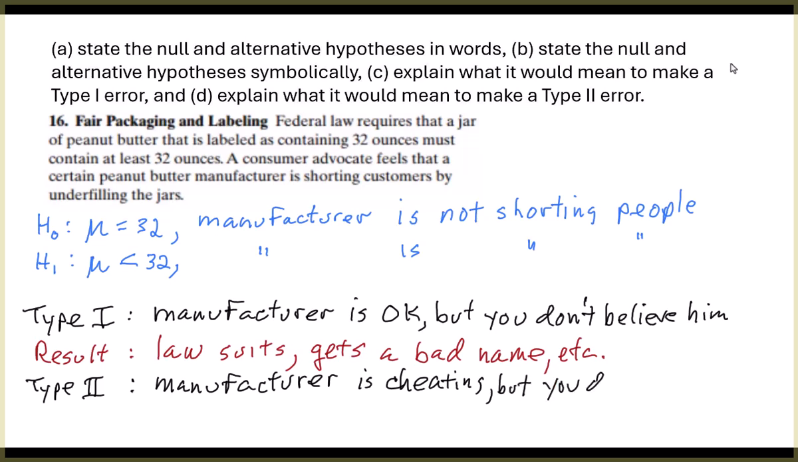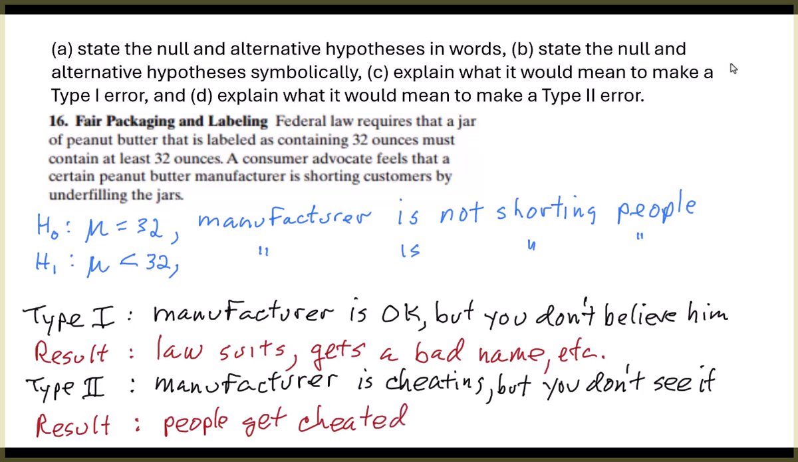The manufacturer is cheating, but our testing doesn't catch it. Any ramifications? They are cheating. We don't catch it. People get cheated. The manufacturer makes profits that they shouldn't.